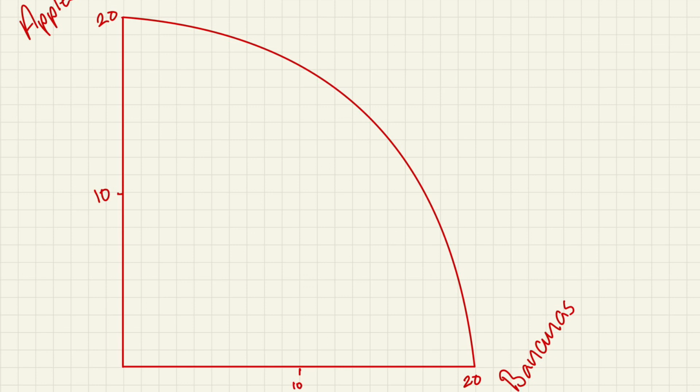So this PPC represents an economy which can make two products. It can make apples and bananas. If it puts all of its resources into producing apples and therefore makes no bananas at all, it can make a total of 20 apples. And also, if it puts all of its resources into growing bananas, it will make no apples and 20 bananas.